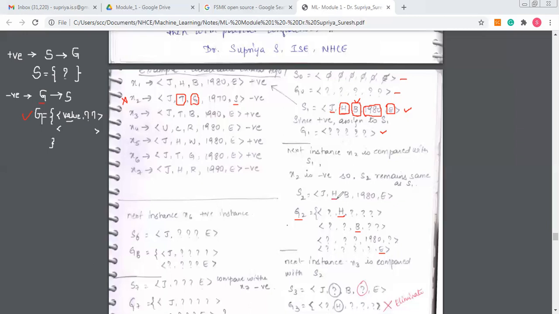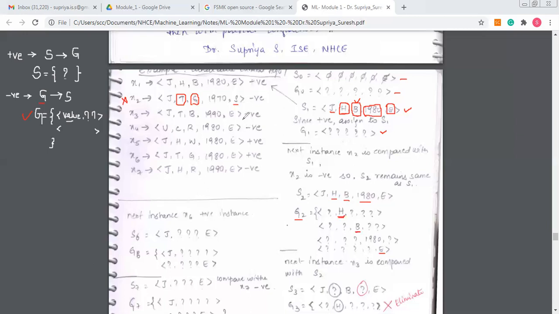So in the second term it is H, again it is H over here, so there's no contradiction. The third feature value is blue and blue, so there is no contradiction. Again 1980s and 1980s, no contradiction. E and E, there's no contradiction observed between S2 and G2. Let's go to the next instance.